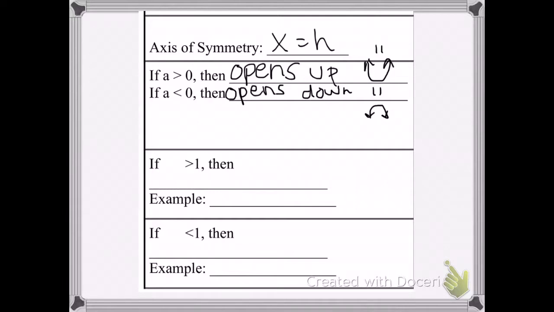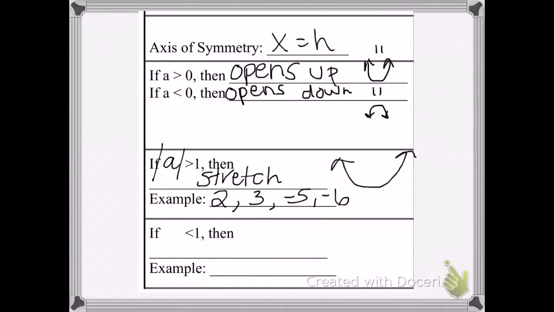Next thing we're talking about, if the absolute value of a is greater than 1, that means it's being stretched. It is going to stretch on your graph. So examples, if your a is like 2 or 3, -5, -6, that's saying it's going to be a wider parabola.